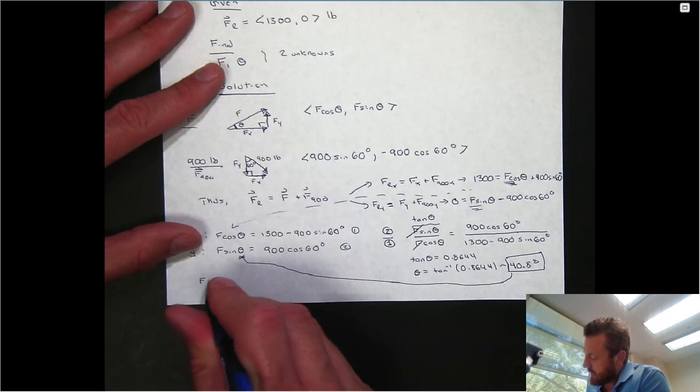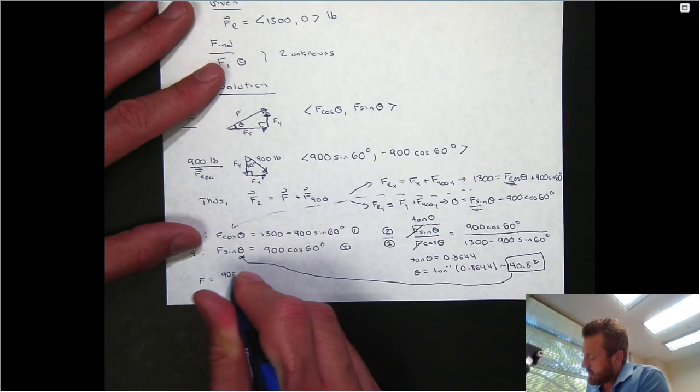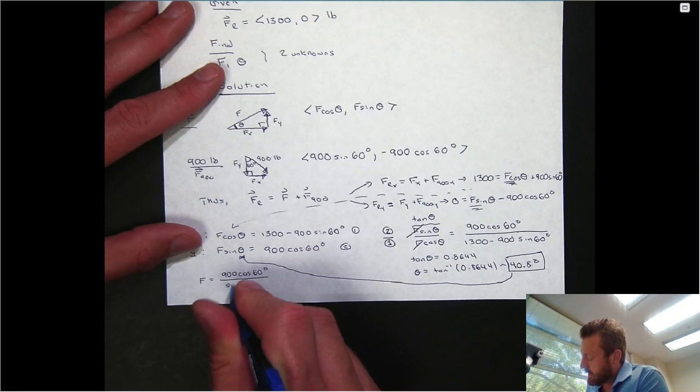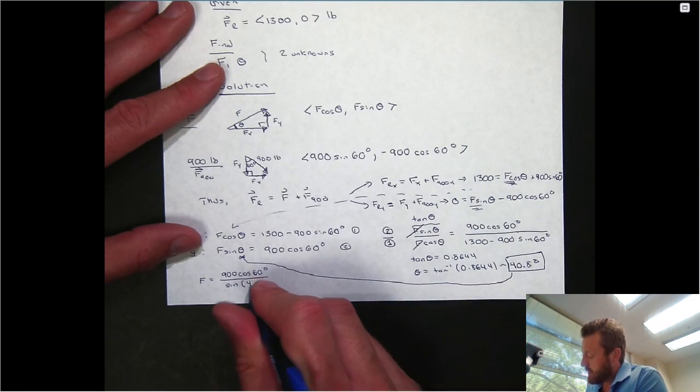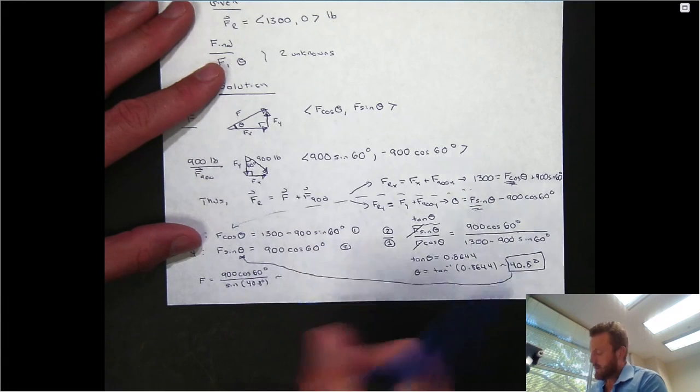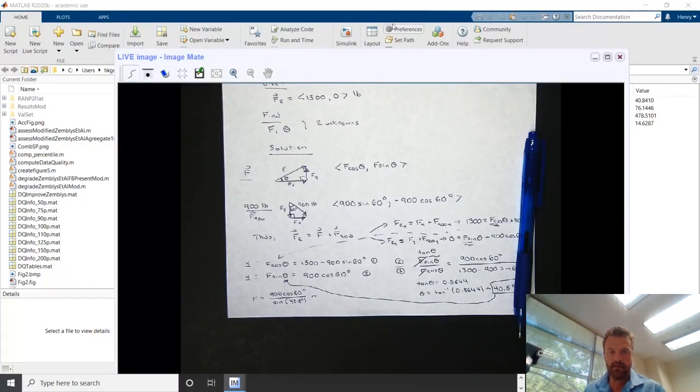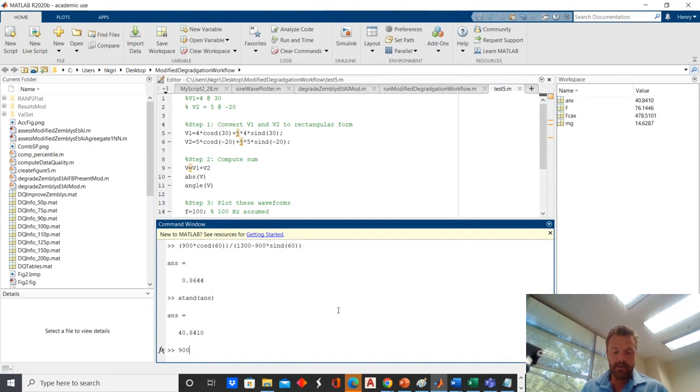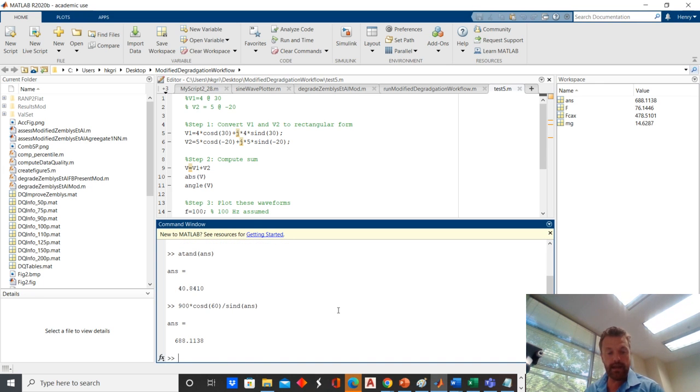And what I can find is F is going to be equal to 900 cos 60 divided by the sine of theta, which I now know to be 40.8 degrees. If I compute that, 900 times cos d 60, and then I divide that by sine d of, I'll keep the entire precision of the answer in there, I'm getting 688 pounds rounded to 3 sig figs.